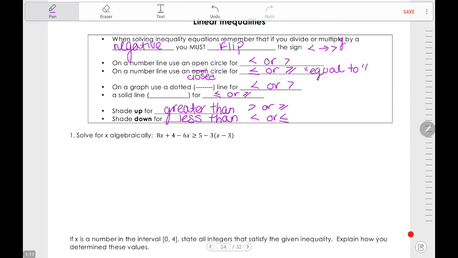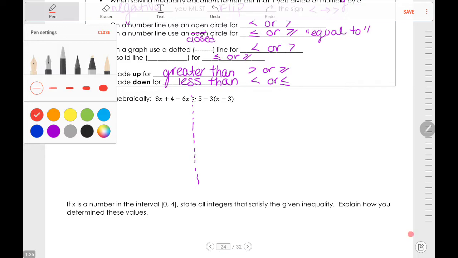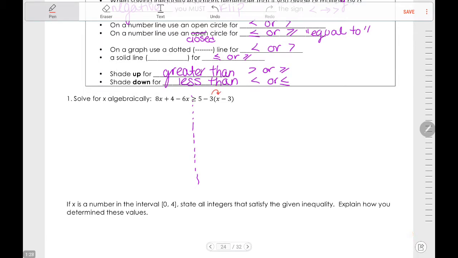Okay. So when we are solving, we are going to be solving just like we would a linear equation, but now we're going to have an inequality symbol. But our process is still the same. So we're still going to simplify by distributing first. I'm going to bring down everything else that I didn't distribute. And this is going to give me negative 3x plus 9 once I distribute.